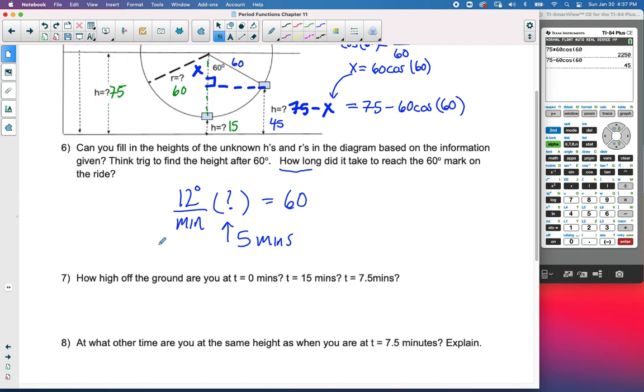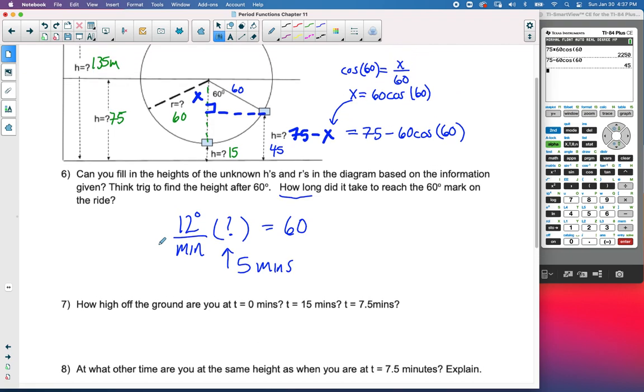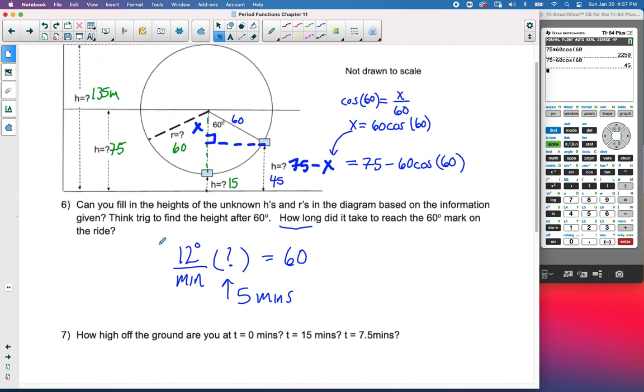All right, the next question is, how high off the ground are you at t equals 0, t equals 15, and t equals 7.5? Looking at our diagram, at t equals 0, we are at the beginning. We're at 15 meters. If that's where the time starts, we're at the bottom, we're at 15 meters. At 15 minutes, well, if it's 30 minutes to go all the way around and we're going at a constant speed, 15 is half, and so I'm at the top. At t equals 15 minutes, I must be at 135 meters.